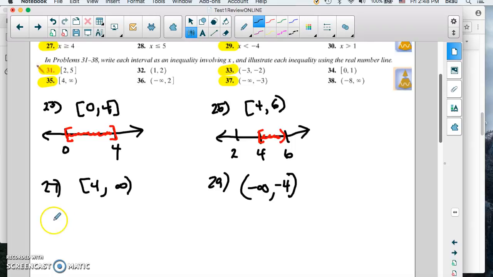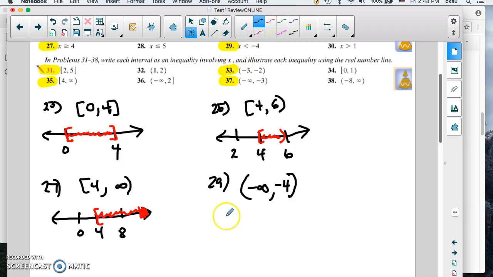Graphs would look similar, except it'd have arrows on these brackets. So we'd have 0, we'd have 4, something like this. But the graph would go like this, start at 4 and go forever this direction. So we'd put an arrow there saying it goes forever in that direction, instead of stopping at any point.